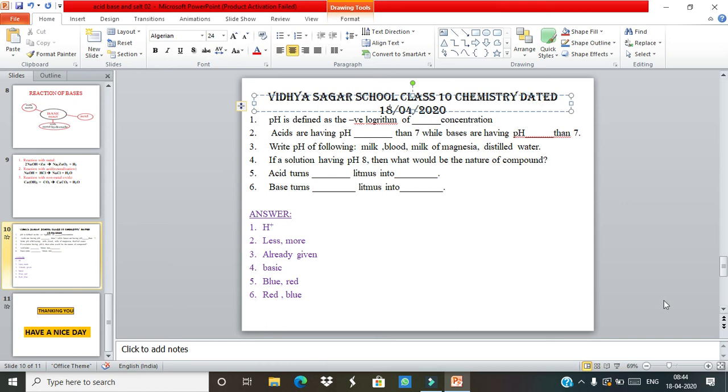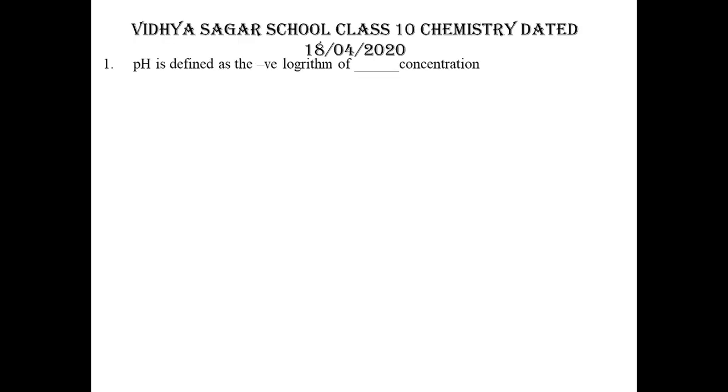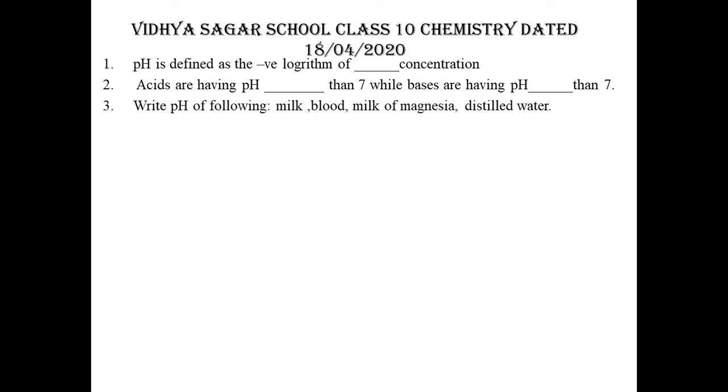The first question: pH is defined as the negative logarithm of H plus ion concentration. Next, acids have pH less than 7, because we already studied the pH scale, while bases have pH greater than 7. Next, write the pH of milk, blood, milk of magnesia, and distilled water. Milk has pH approximately 7.4, blood approximately 6.7, milk of magnesia has pH 10, and distilled water has exact pH 7, neutral. The fourth question: if a solution has pH 8, then it must be basic in nature.